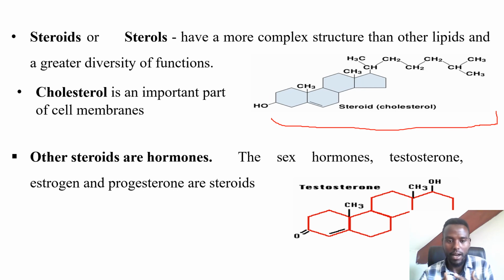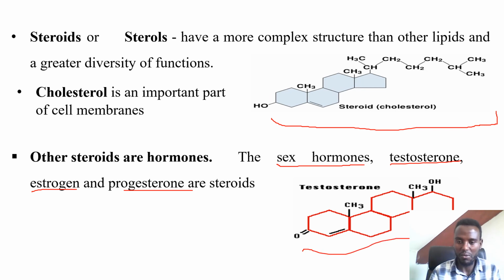Other steroids are hormones, such as the sex hormones testosterone, estrogens and progesterones. If you see, estrogens and progesterones are steroids. This is the structure of testosterone, the sex hormone, with estrogens and progesterones in females. So these are steroids or lipids, as you know. Okay.